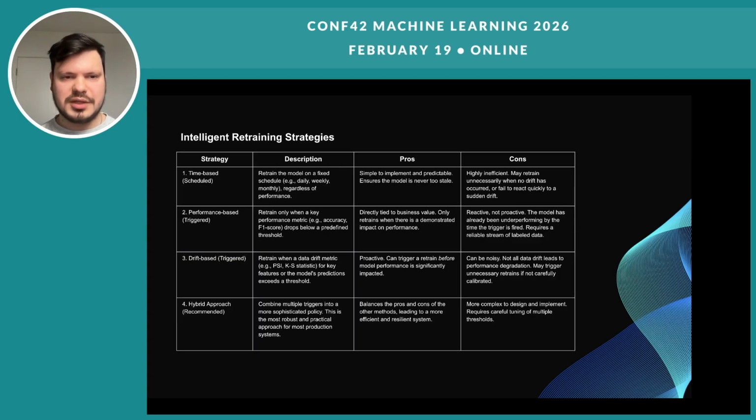For example, we can retrain our model once the key performance metrics drop. It's directly tied to the business value, and it's retrained only when we need it. But unfortunately, it's a reactive and not a proactive approach. The model has already been underperforming, and it has already produced some losses.